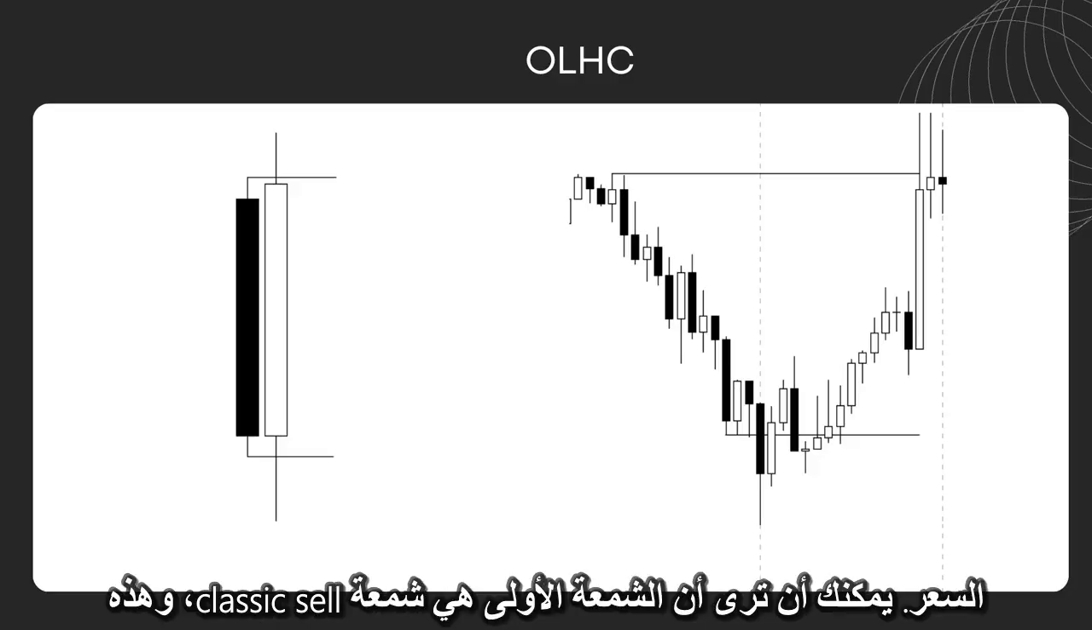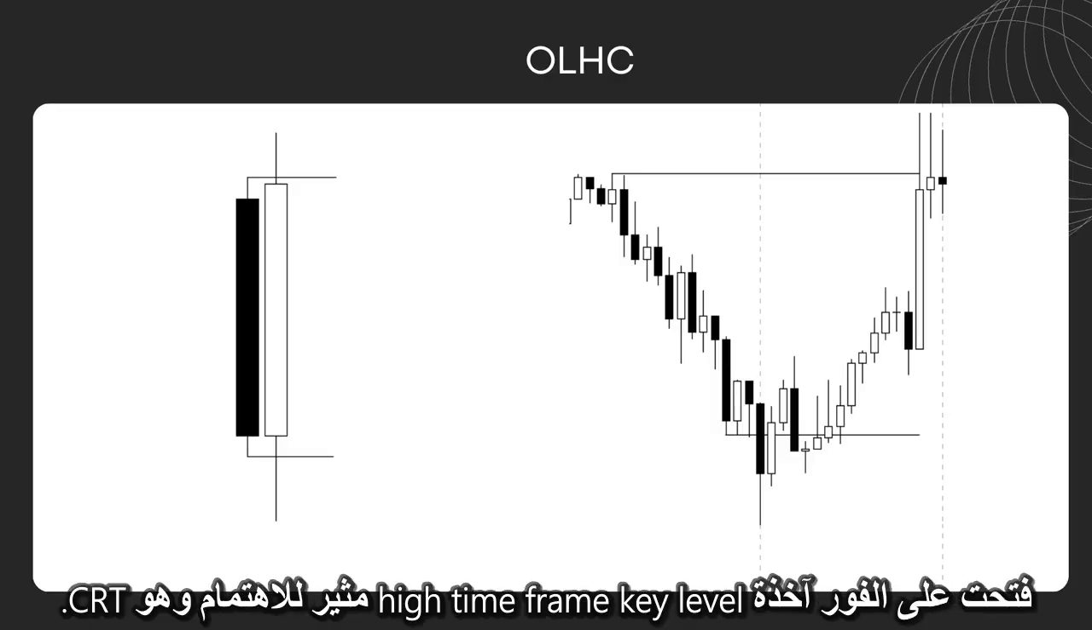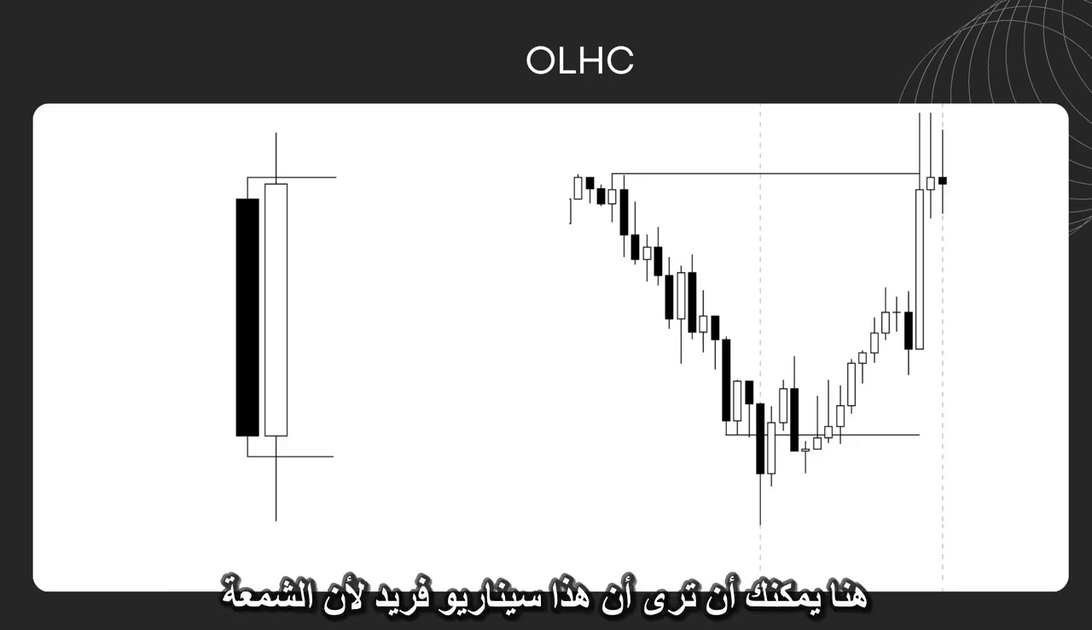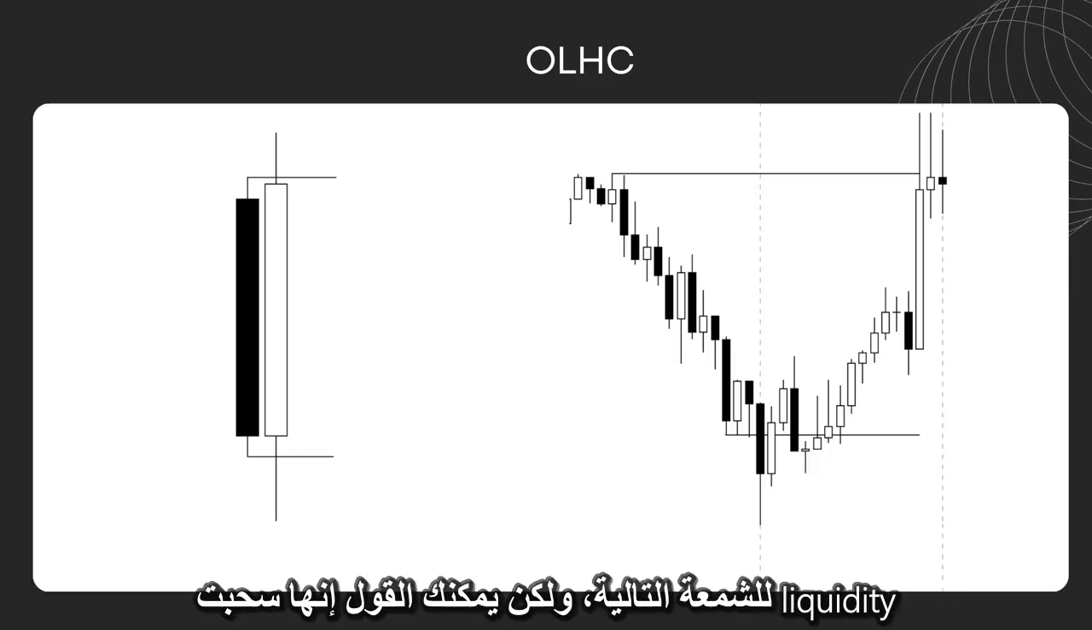You can see the first candle is a classic sell candle, right? And that sell candle is now going to be used as CRT, and you can see the next candle opened right away, taking out a CRT and testing a higher time frame key level, right? Right here you can see that this is a unique scenario because the candle right away tested a higher time frame key level, and did not generate any liquidity for the next one.